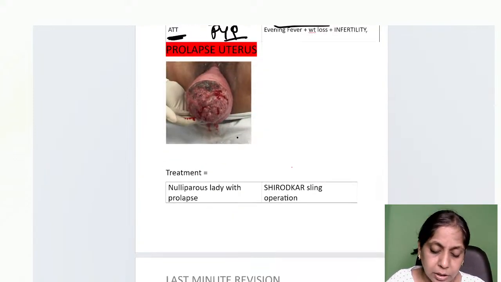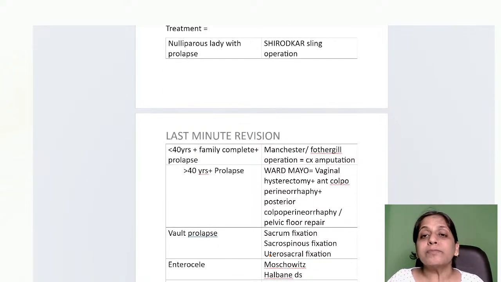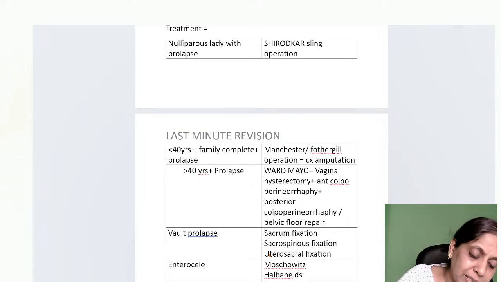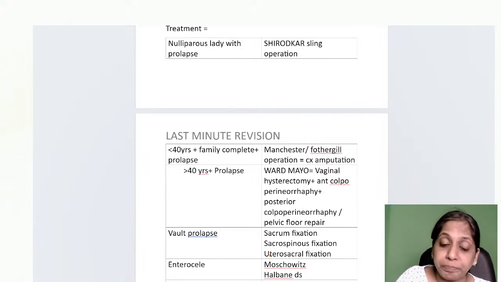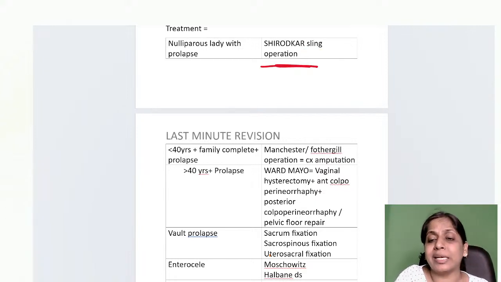So this is prolapsed uterus. If this prolapsed uterus is present in a nulliparous lady, you are not going to do any hysterectomy surgery. You are just going to do the sling surgery, Shirodkar's sling operation.